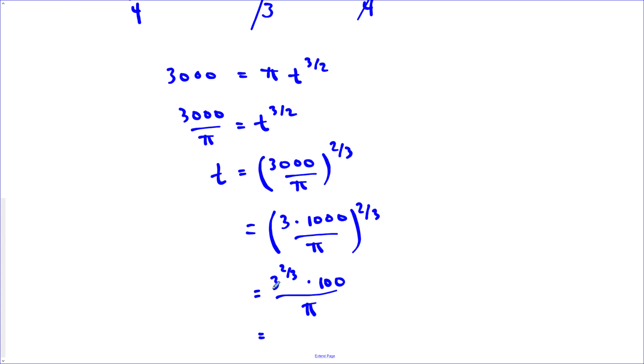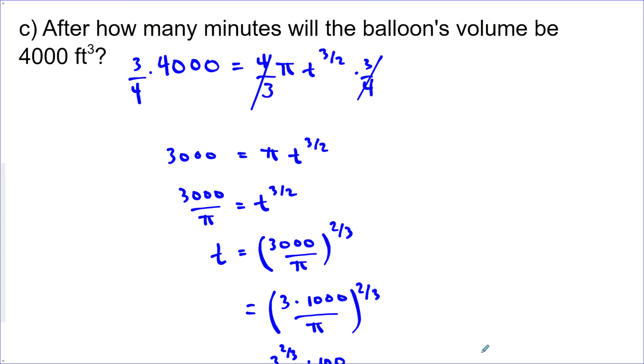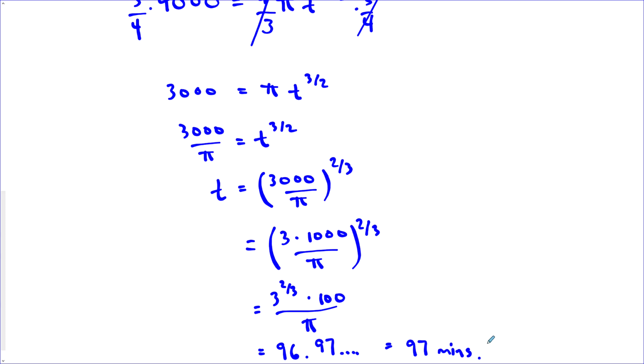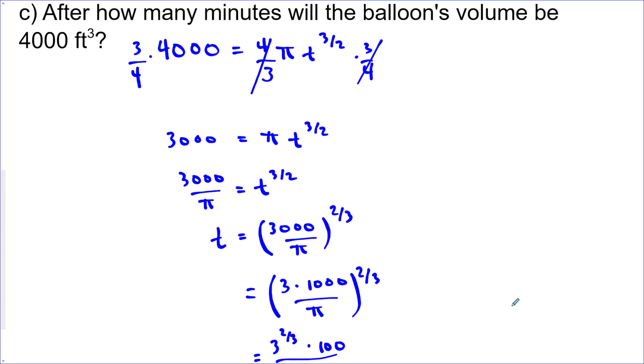It's not going to be a rational number here anyways, just because there's pi involved, and also the cube root of 3 is going on here. So if we just take a look at the decimal approximation of that, it's 96.97, and that is pretty much 97 minutes. So it would take 97 minutes for this balloon's volume to be 4,000 cubic feet.